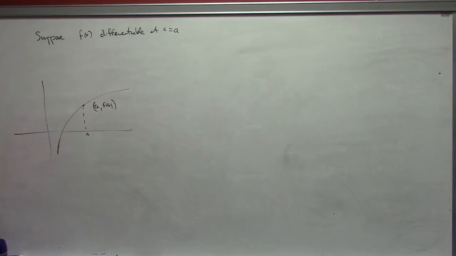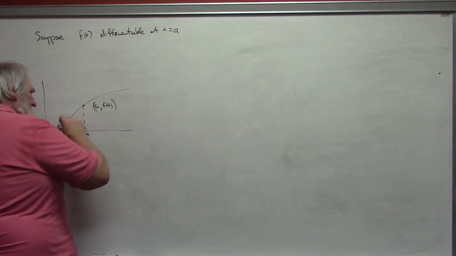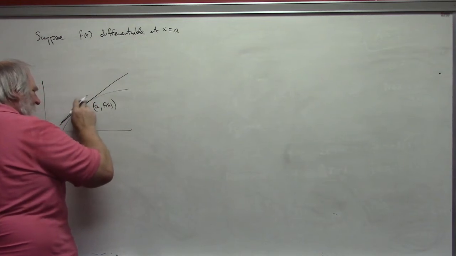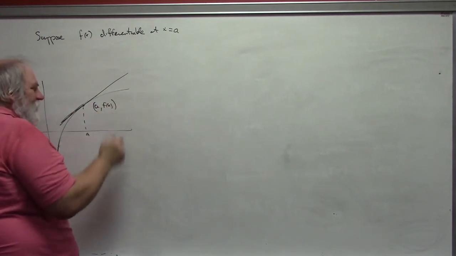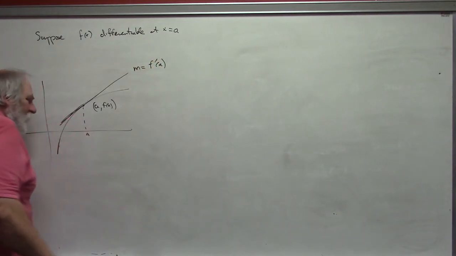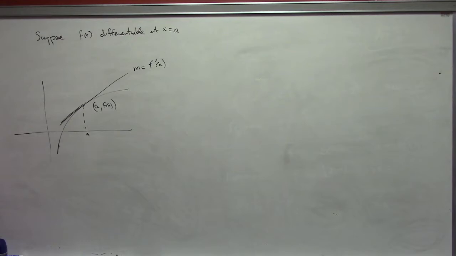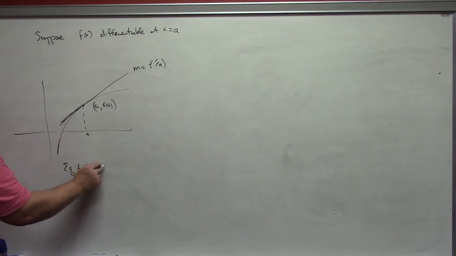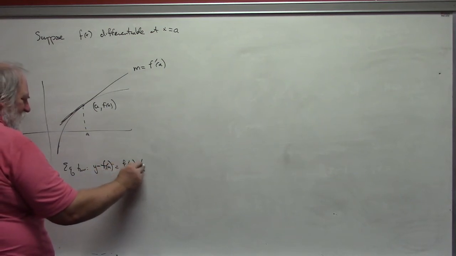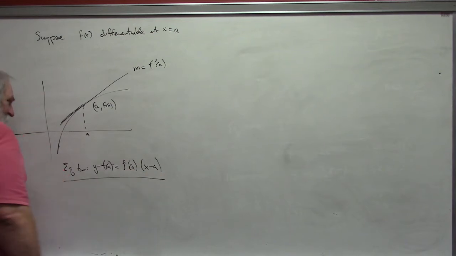And we know from before that the slope of the tangent line to the curve at x equal a is the derivative at a. This slope is f prime at a. And I know the equation of the tangent line would be y minus f of a is equal to f prime at a times the quantity x minus a. We've seen that already a bunch.